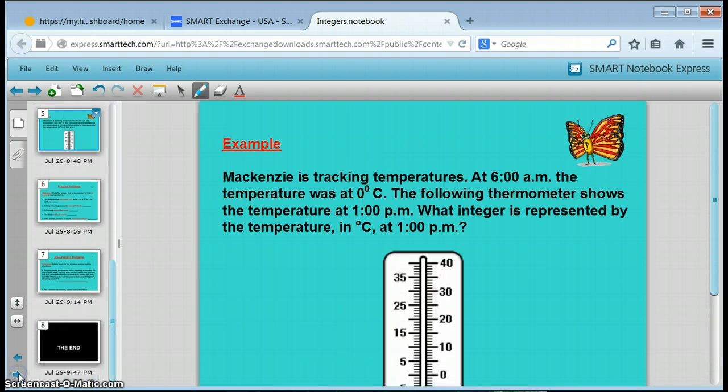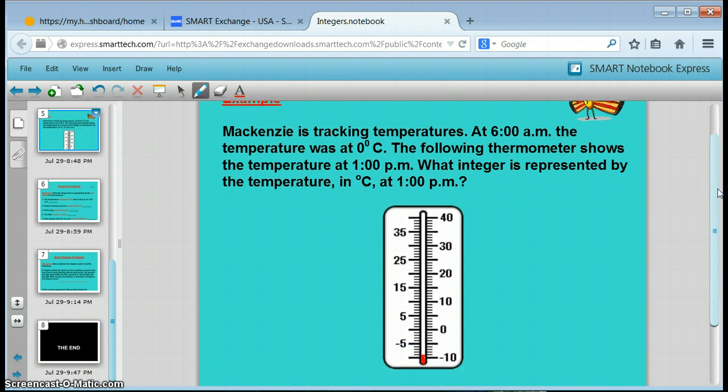Moving on. Let's say Mackenzie is tracking the temperature. At 6 a.m. it was 0 degrees. On this thermometer, you can see at 1 p.m. what integer is represented here. If I'm counting down, it looks very close to -10. I would say a good negative integer, because it looks like we're lower than -5 but higher than -10, would probably be around -8. But you can see that that drop or decrease in temperature is another way to display integers.